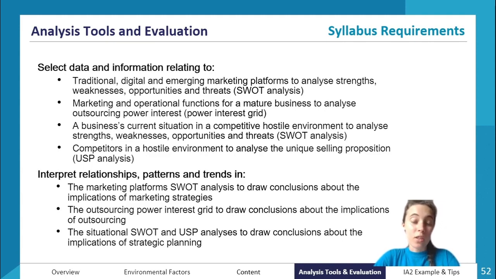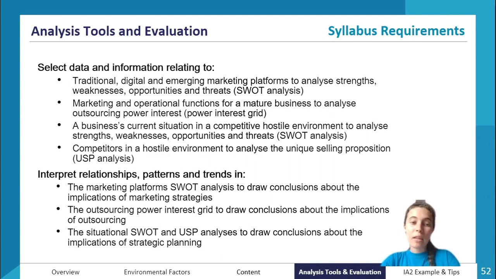A business's current situation in a competitive, hostile environment is analyzed using the SWOT analysis, and competitors in a hostile environment are analyzed using the USP analysis. And then interpret relationships, patterns, and trends in terms of marketing platforms, outsourcing, and situational SWOT and USP analysis tools. So this unit is really heavily focused on operations, marketing, and outsourcing, which you hopefully will have noticed so far.